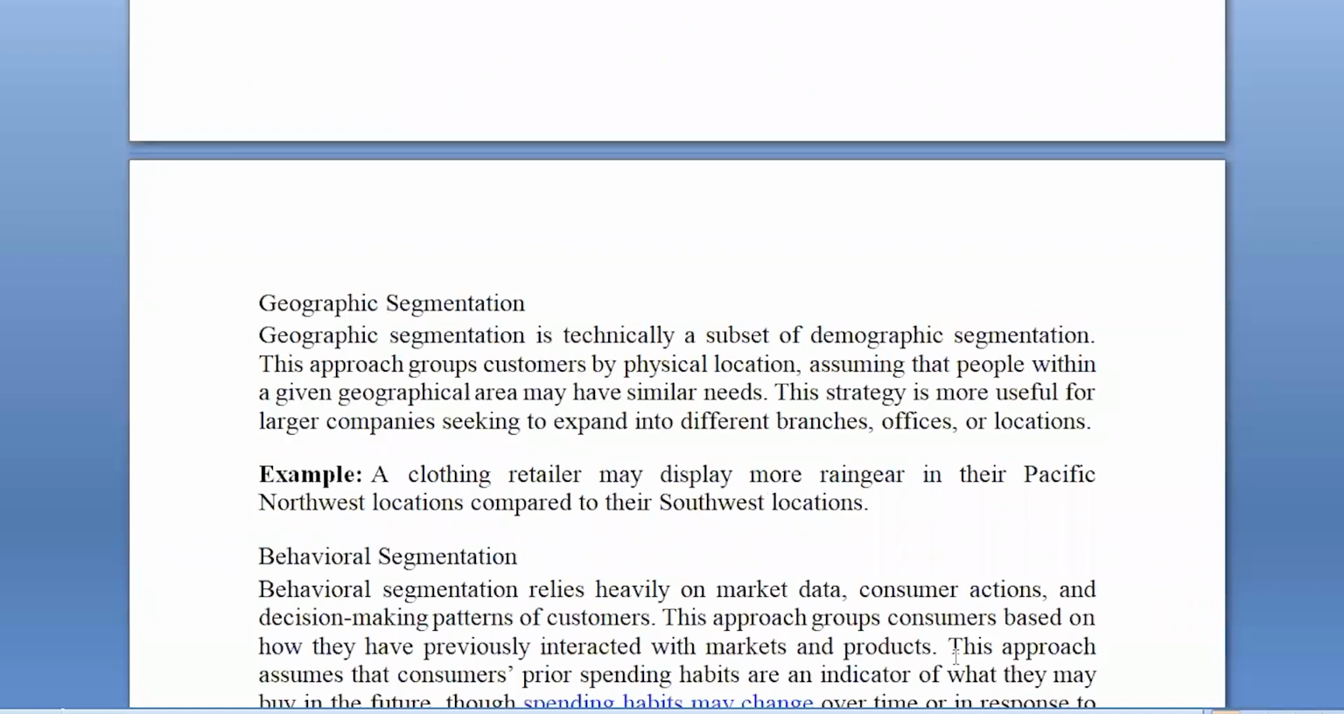Geographic segmentation. Geographic segmentation is technically a subset of demographic segmentation. This approach groups customers by physical location, assuming that people within a given geographical area may have similar needs. This strategy is more useful for larger companies seeking to expand into different branches, offices, and locations. For example, a clothing retailer may display more rain gear in their Pacific Northwest locations compared to their Southwest locations.